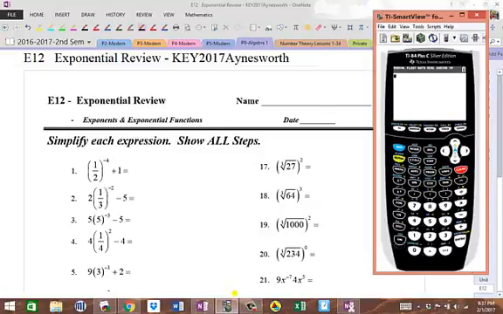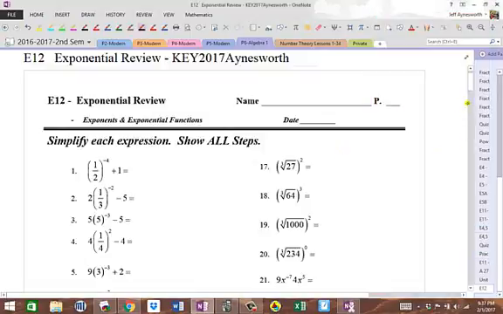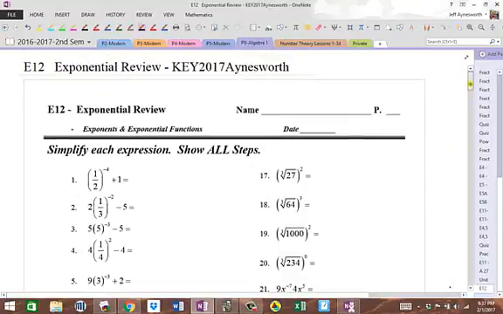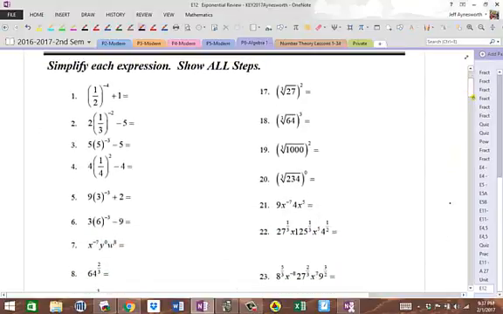Have your TI-84 graphing calculator nearby. If you have one, take that out, get that ready, or your scientific, whatever you have. We'll use it when appropriate. Okay, here we go. We're going to start off doing some arithmetic and evaluating some arithmetic expressions. We have to be good at this because these basic skills are needed when you graph exponential functions. All right, so here we go.